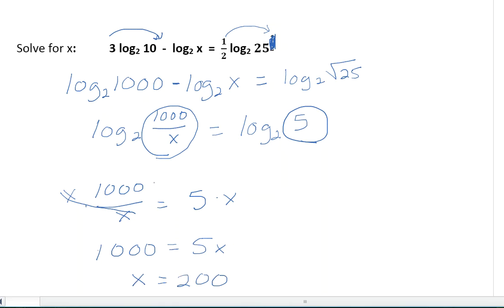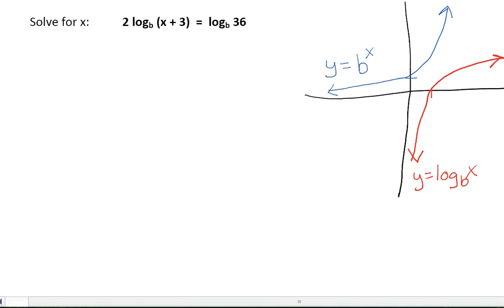Another method I see students using right here, they will take the reciprocal of both sides. So they would end up with x over 1,000 equals 1/5, and then you can just multiply both sides by 1,000 and you'd still get 200. Either way, it's a skill we need to review, how to solve when the x is in the denominator.